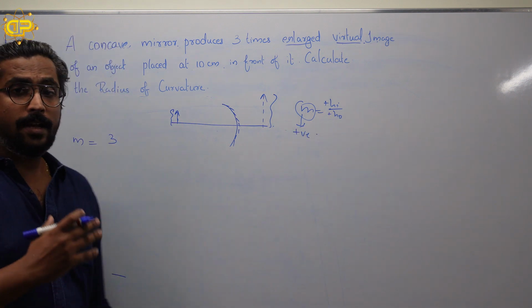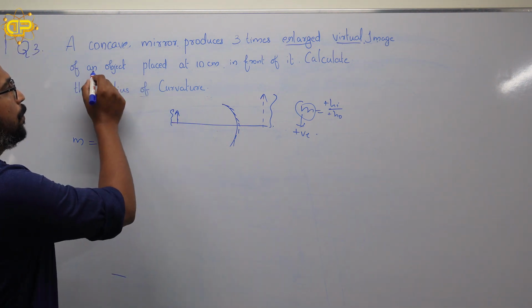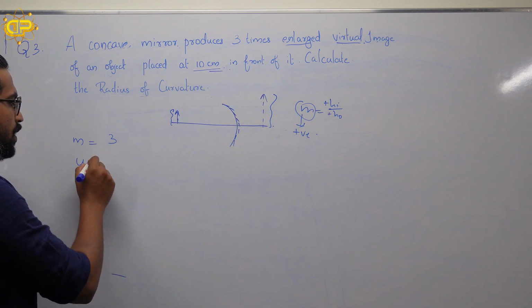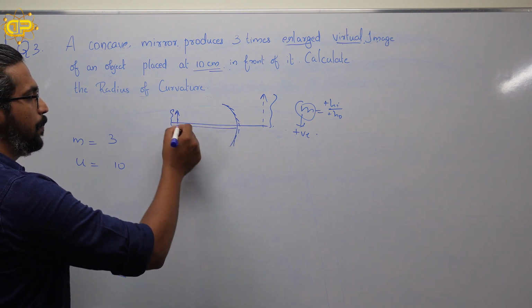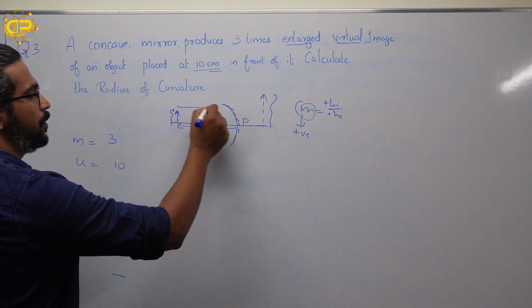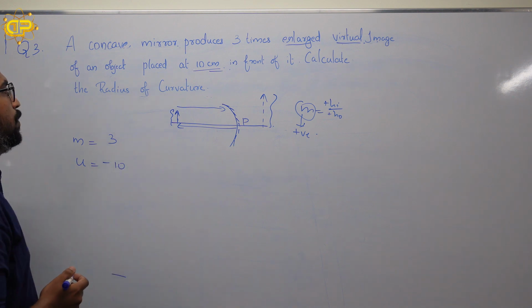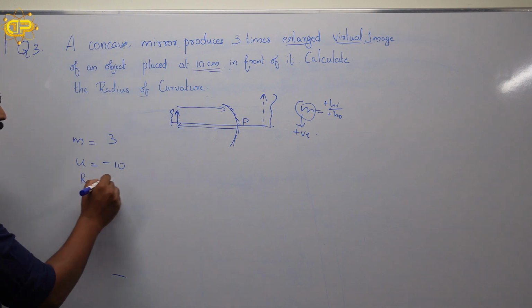From there, you will get one inference. And then the object is placed at 10 centimeter in front of it. So u is given as 10 centimeter. Object distance is measured from the pole, and since it is opposite to the incident ray, definitely it will be a negative sign. Now coming to the point, we need to calculate the radius of curvature.